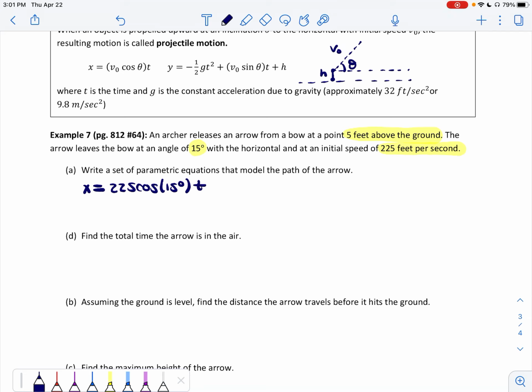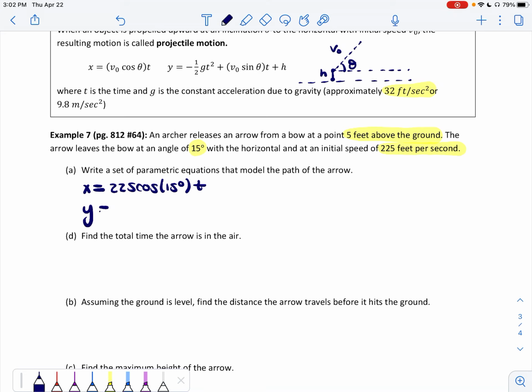Okay. All right, now also notice our units here. We're given feet for the distance. So between our two gravitational constants, we can either use 32 feet per second squared or 9.8 meters per second squared. We have to make sure that the variables match. So since we're working with feet in our problem, we have to work with feet for the gravitational constant as well. So our g value that we're going to use is the 32.